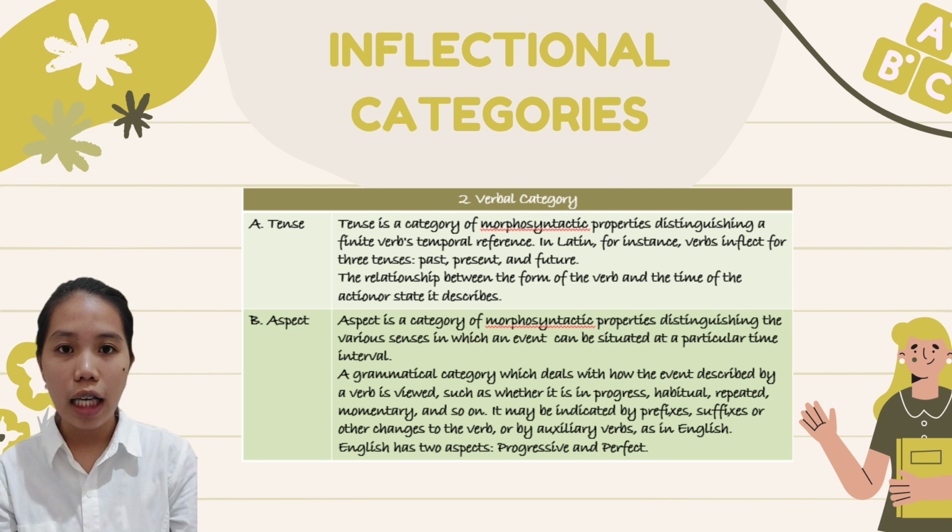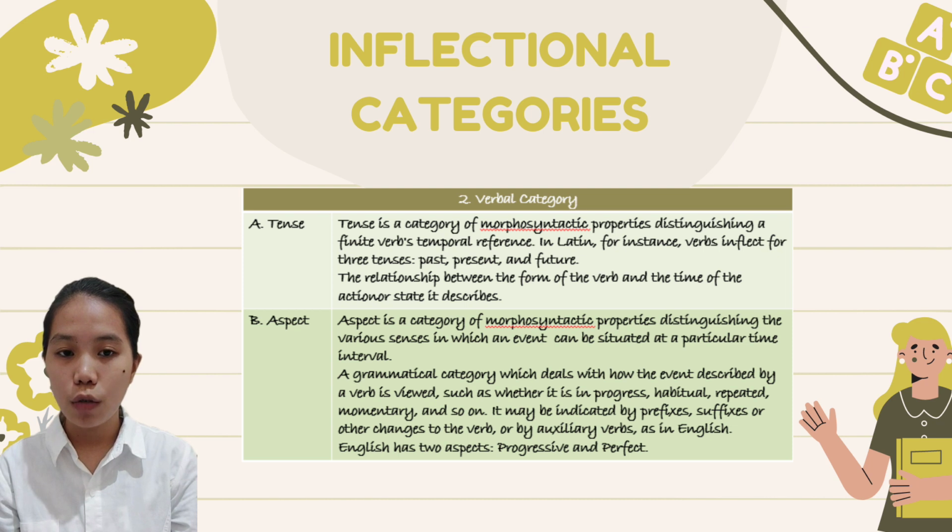B. Aspect. Aspect is a category of morphological properties that distinguishes the various senses in which an event can be situated at a particular time interval. A grammatical category which deals with how the event described by a verb is viewed, such as whether it is in progress, habitual, repeated, momentary, and so on. It may be indicated by prefixes, suffixes, or a change to the verb, or by auxiliary verbs. English has 2 aspects, progressive and perfect.